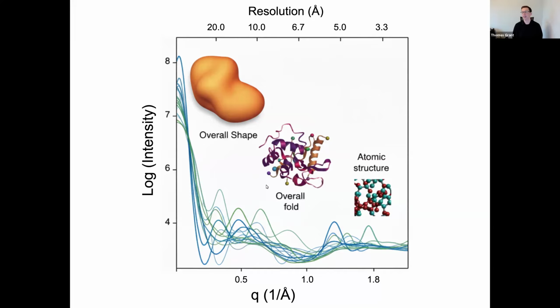If we could collect much higher quality data, which you can with special arrangements of your instrumentation geometry and very high concentrations of protein, then you can get information about the overall fold and even the atomic structure, though this is very rarely done in practice. Most of the time, we're looking at just small angle regions.